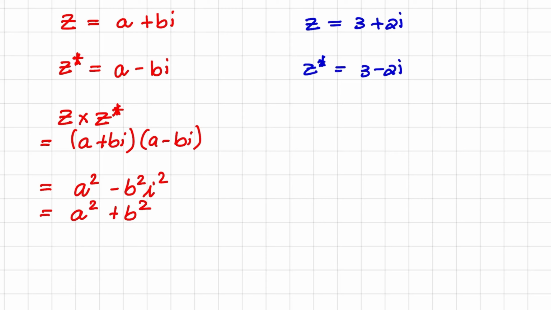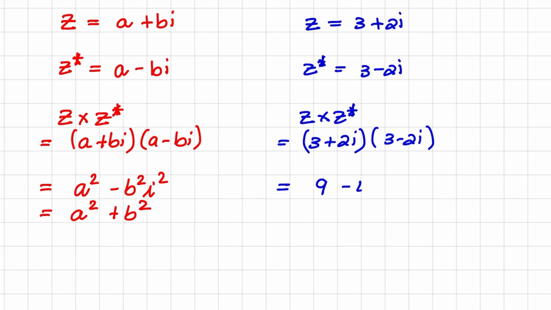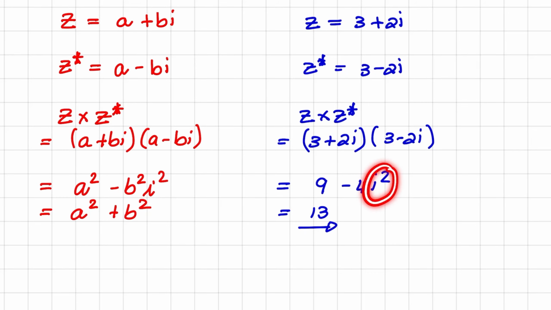So let us look at our example again. We have z times its conjugate, where z is 3 plus 2i times 3 minus 2i. And when I simplify that, that leads to 9 minus 4i squared. And if I simplify further, it becomes a real number where it's simply equal to 13. Remember that i squared is equal to negative 1. So it's 9 minus 4 times negative 1, which is 9 plus 4, and that becomes a real number of 13.